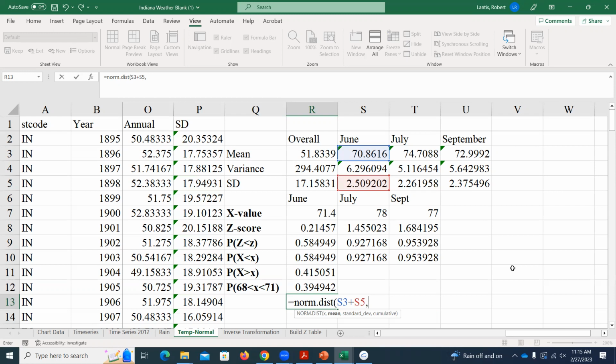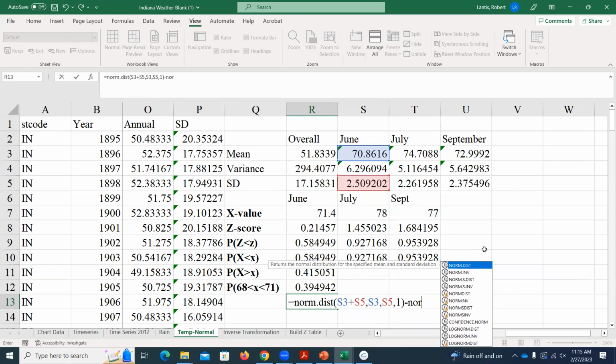Probability of being between one standard deviation of the mean should always be about 68%. So let's see if that's true. My cutoff value is one standard deviation above the mean. I then need to tell it, here's my mean, comma, here's my standard deviation, comma, 1.